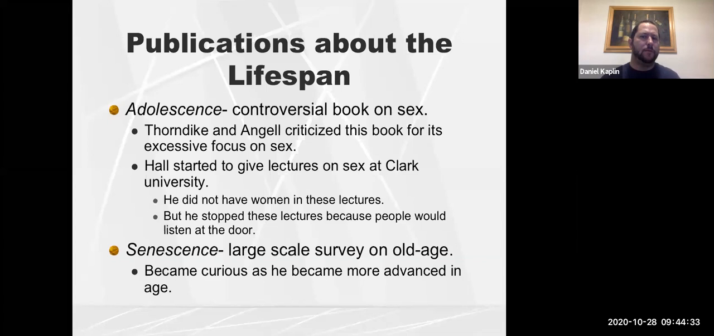And his colleagues like Thorndike started to criticize him because of this focus on sex. But people were curious about this. So he started giving lectures at Clark University. He thought it would not be an honorable thing to have women at these lectures, so he didn't have women at these lectures on sex, which is the application of sexism there.